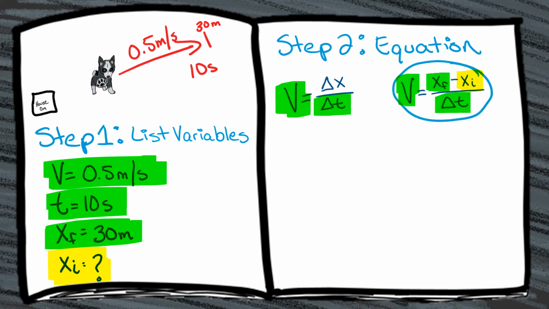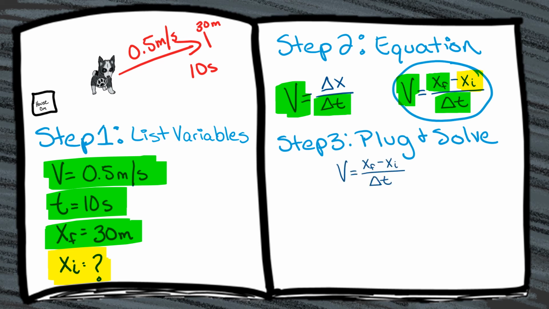Okay, what's next? Right again, Alex. Step 3 is to plug in the numbers and solve for the missing variable. In this case, we need to solve for initial position, so we need to move time to the other side by multiplying it on both sides, resulting in velocity times time equals final position minus initial position.